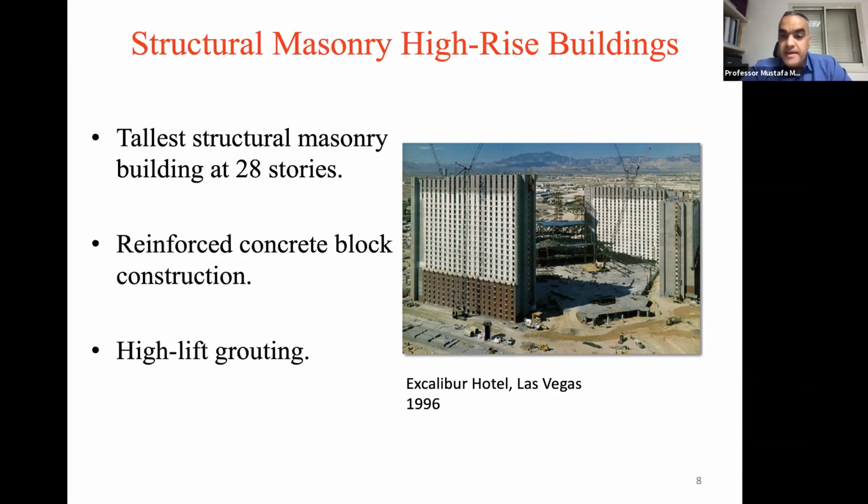The walls are massive, and it's reinforced concrete block. So we do have reinforcement and grout within the wall, and this is done using high lift grouting, which we will talk about. So we have low lift grouting, which is up to 5 feet of the height of the wall, and then we have high lift grouting, so building levels and then applying the grout from the top.